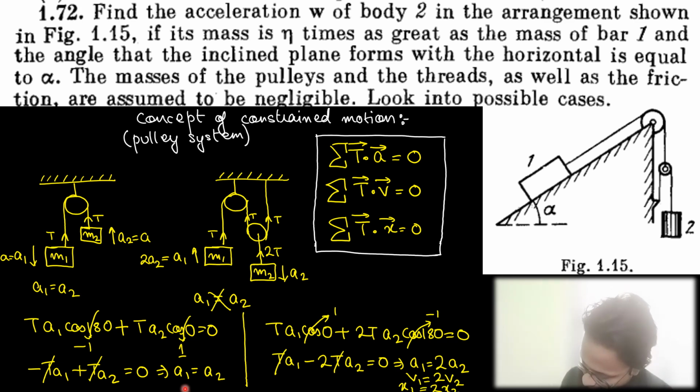Similarly, in this diagram, if at a certain point the velocity is v1 downward, this will have velocity v2 upward, where v1 is equal to v2. Both the bodies will have the same velocity. And for a certain time, if it moves 1 meter downward, this will move 1 meter upward, so x1 is equal to x2. This is the concept of constraint motion in a pulley system. By using this concept we'll solve this problem.